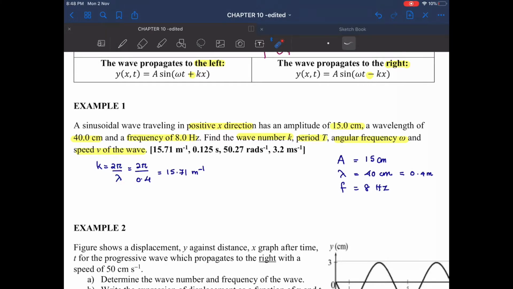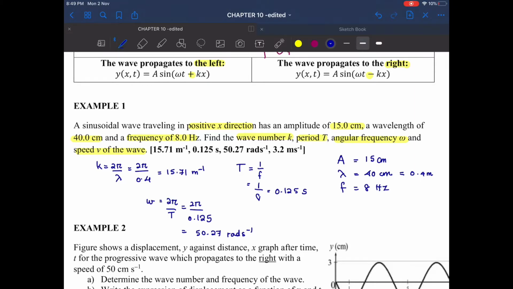Okay, and then obviously period adalah T sama dengan 1 over f. So 1 over 8, you akan dapat 0.125 second. What else? Omega pula sama dengan 2 pi over T. So 2 pi over 0.125, you will get 50.27 radian s negatif 1.